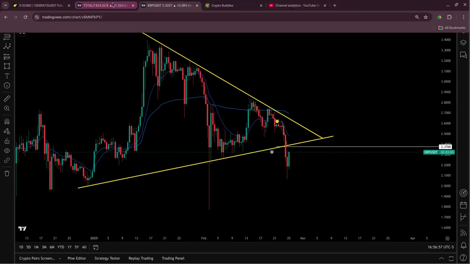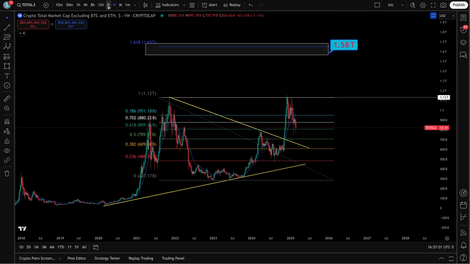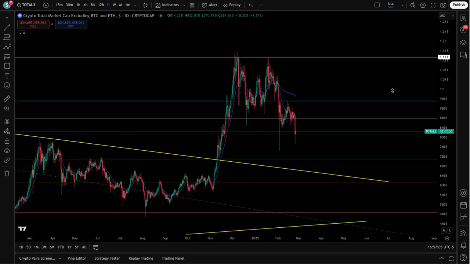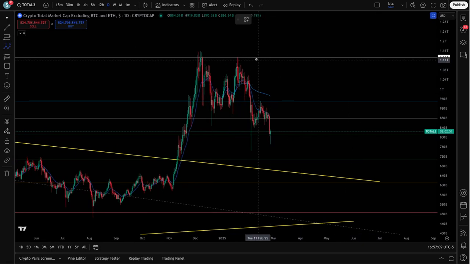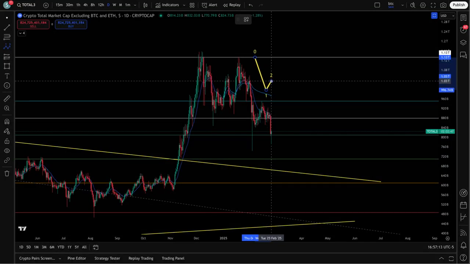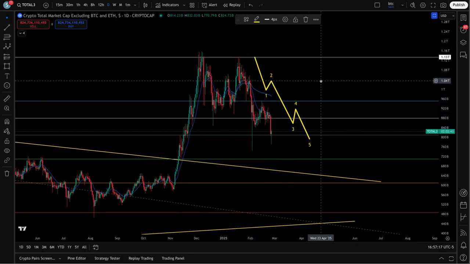I want to show you a couple things over here. The total 3, all right? If we zoom in here, it's going on a daily chart, okay? You have 5 waves down right through here, okay? 5 Elliott waves, corrective structure, typical stuff in here, right? 1, 2, 3, 4, 5. Let's measure this 5th wave.